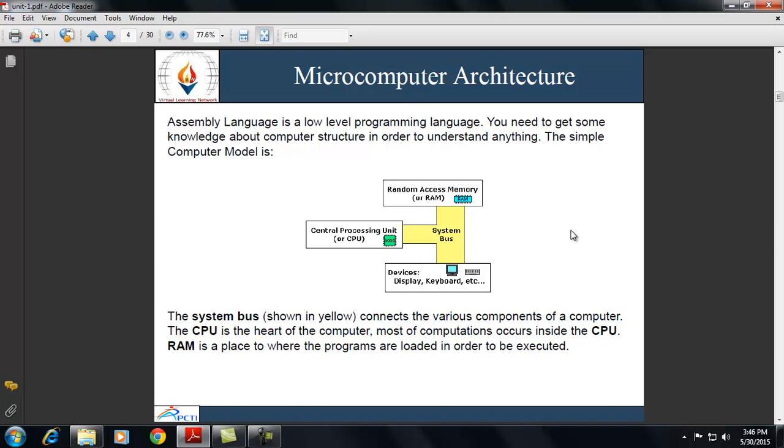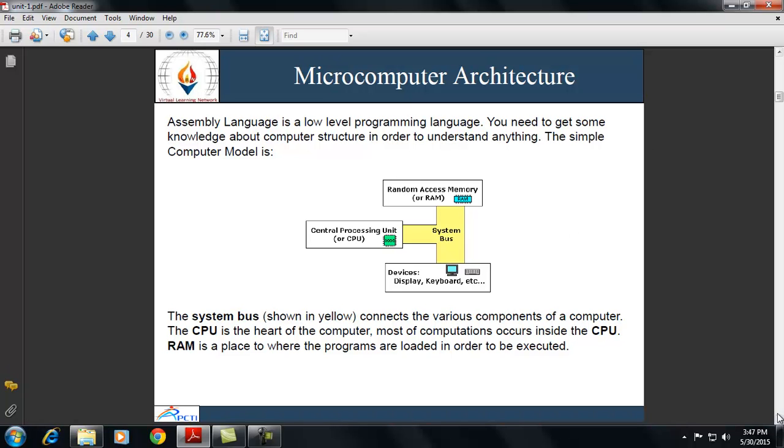You need to get some knowledge about computer structure in order to understand anything. The simple computer model consists of memory to store the data, CPU for the processing of the data and instructions input by the user, and devices like input and output devices. And system bus connects the various components of the computer. CPU is the heart of the computer. Most of the computation occurs inside the CPU, and RAM is a place where the programs are loaded in order to be executed.